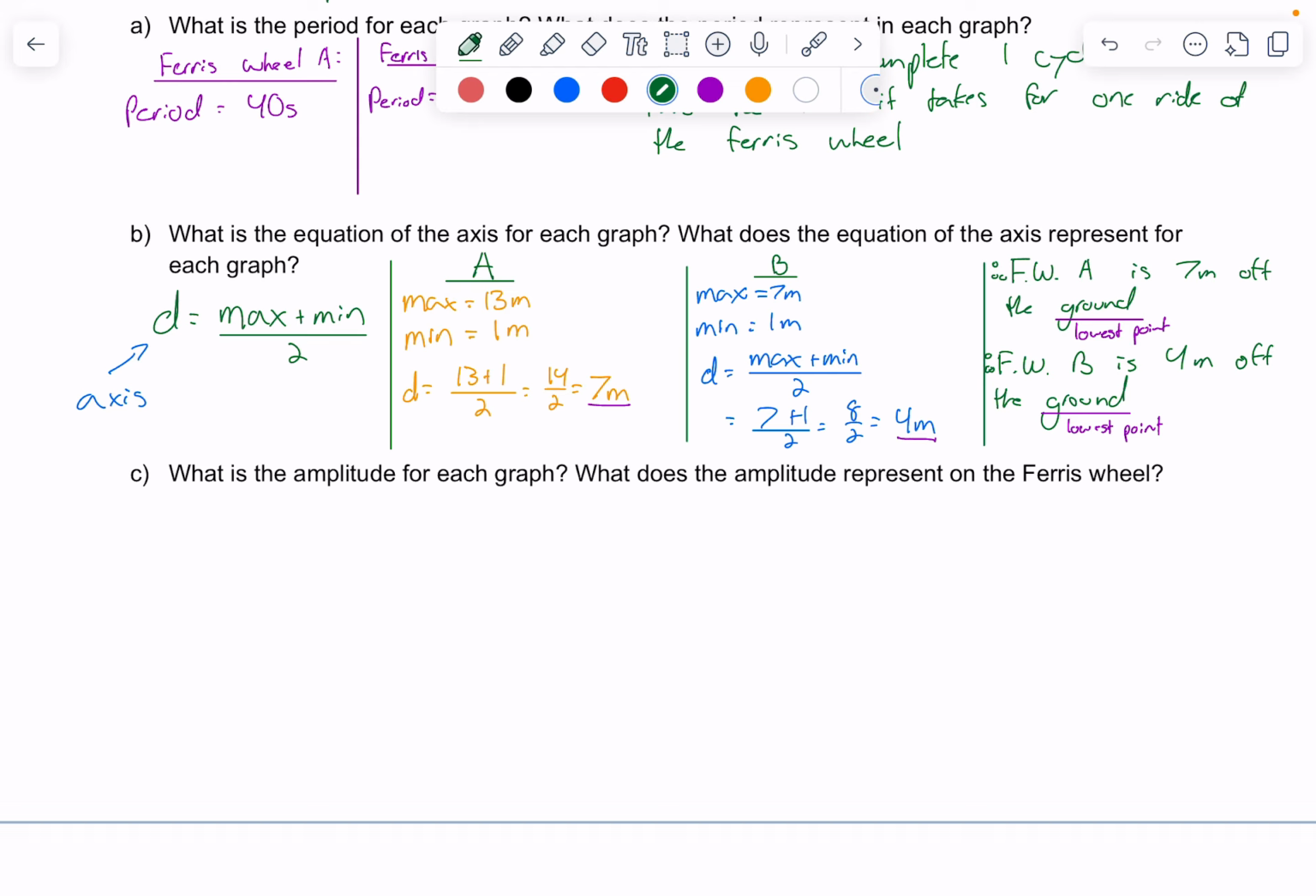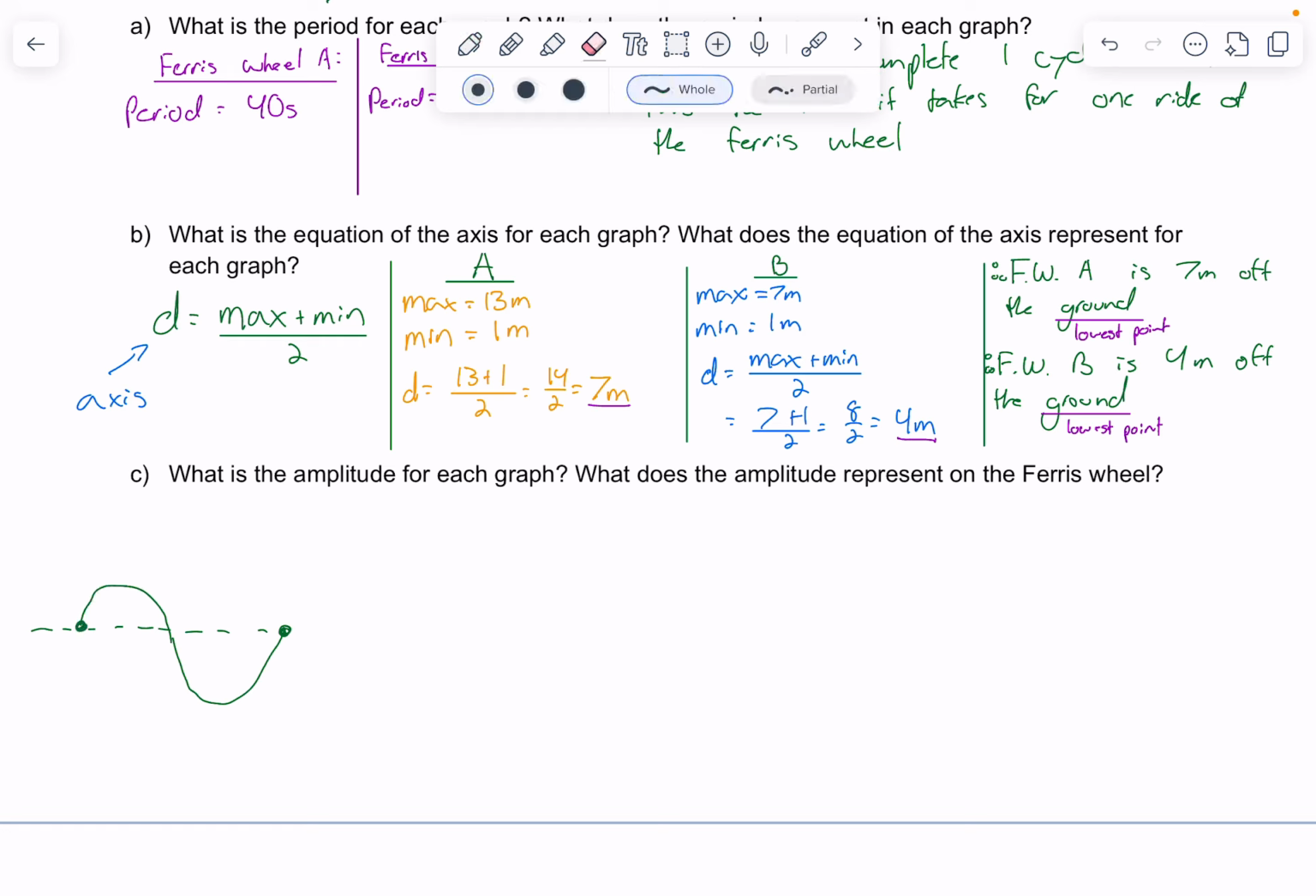So what is the amplitude for each graph? What does the amplitude represent in the Ferris wheel? Well, remember the amplitude, if we have a graph, right? So this is your general sine graph. Let me just draw it with a dotted line here. Let me put this dot actually on the, okay, and make it more symmetrical. There we go. All right, so the amplitude is this distance right here, right? There is your A. This distance right here, that's your A.